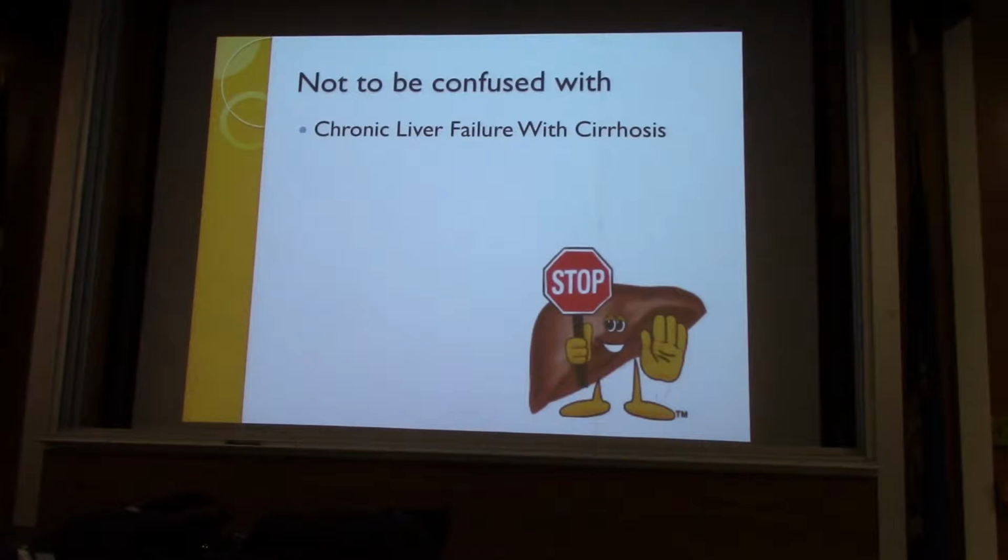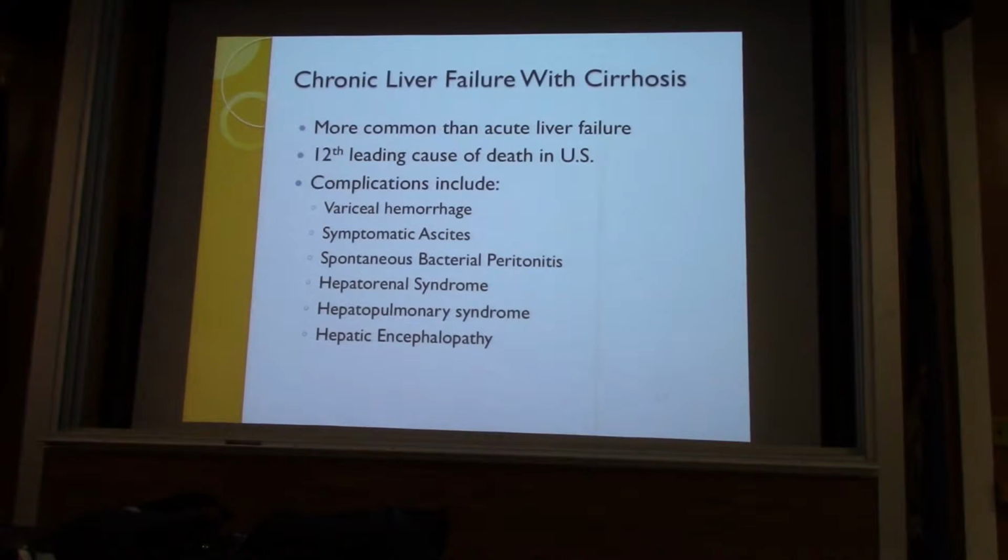But this isn't to be confused with chronic liver disease, with cirrhosis. Chronic liver failure with cirrhosis is much more common than acute liver failure. It's the 12th leading cause of death in the U.S., and it has many complications, as we all know: variceal hemorrhage, ascites, SBP, hepatorenal, hepatopulmonary, etc.